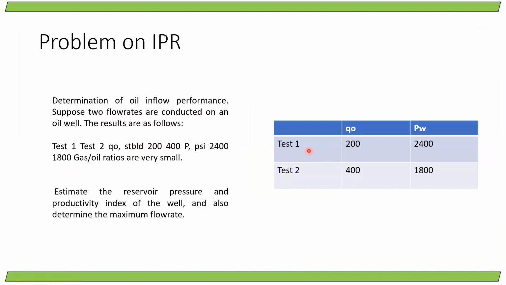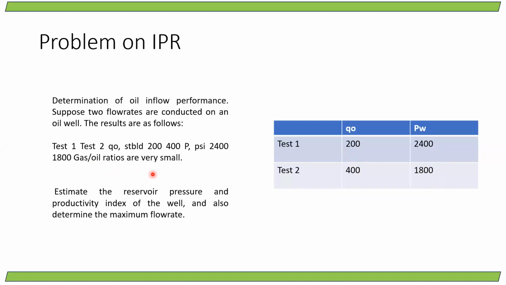So we have the data, test one and test two. This is the flow rate for test one and test two, and this is the value for wellbore pressure, that is 2400 psi and 1800 psi. So 200 barrels per day and 400 barrels per day. They have given a hint that gas to oil ratio is very small. That represents IPR will be linear.